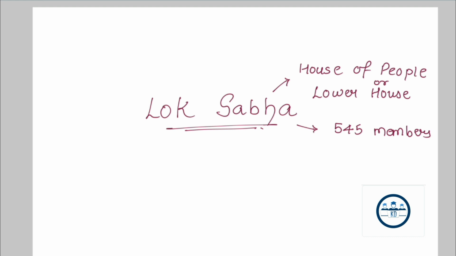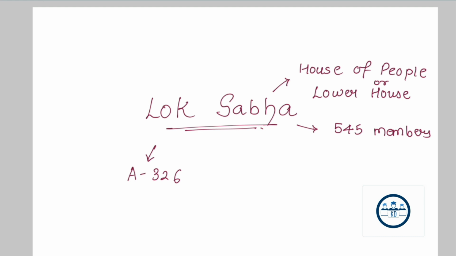543 members are directly elected by citizens of India on the basis of universal adult franchise, representing parliamentary constituencies across the country, and 2 members are appointed by the President of India from the Anglo-Indian community. Every citizen of India who is over 18 years of age has the right to vote, which comes under Article 326, irrespective of gender, caste, religion or race, and is otherwise not disqualified, is eligible to vote for Lok Sabha.